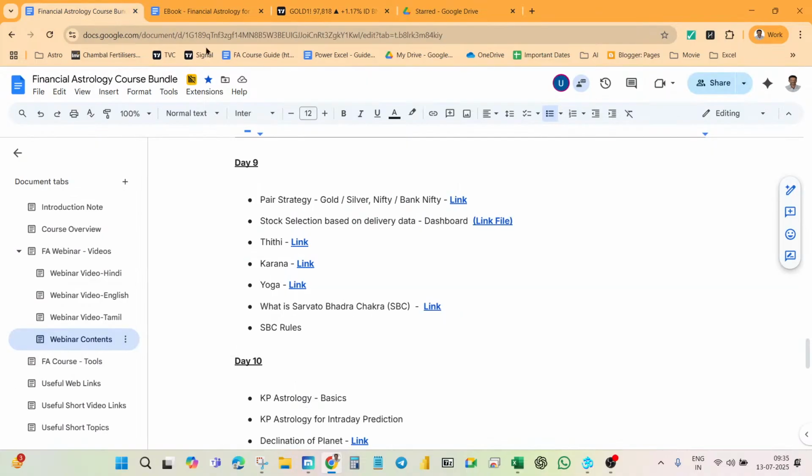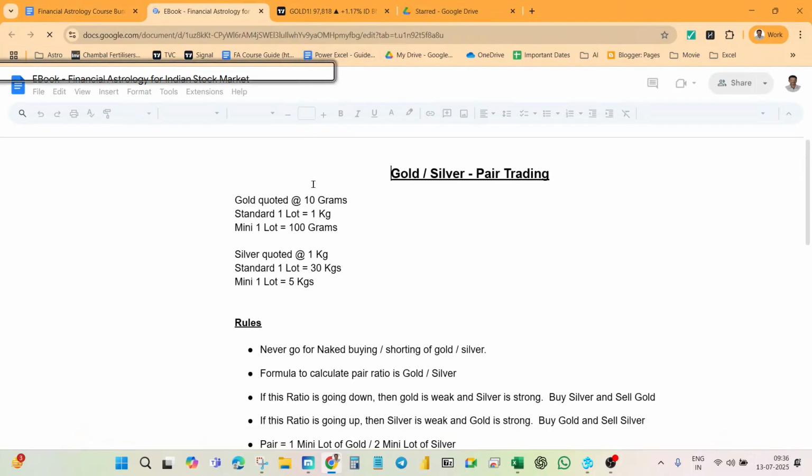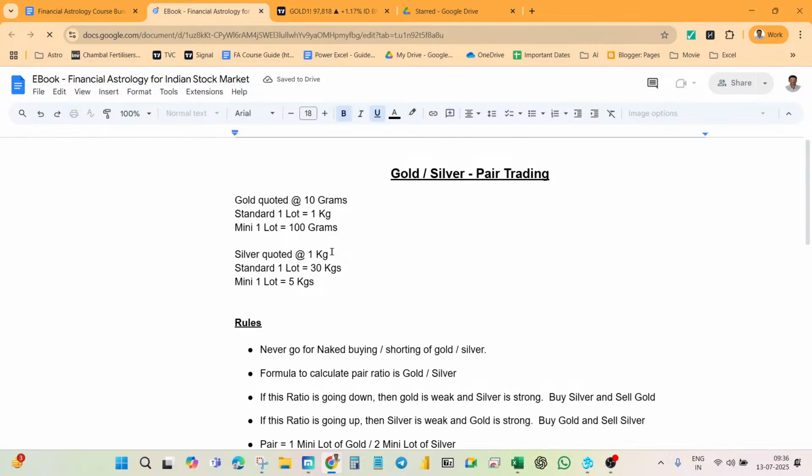So let me take this in my course here, day 9. I'm just explaining about this pair strategy, gold silver. Let me explain, just go there and open this. So we'll go to the rules actually. Now first understand about the basics: what is gold silver trading, lot size, everything.